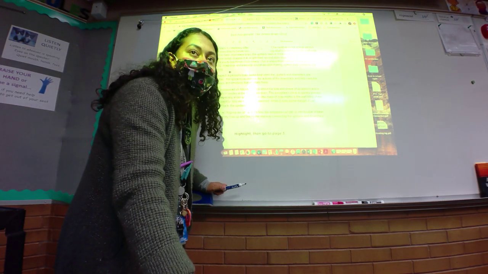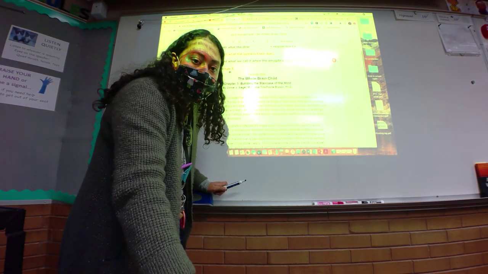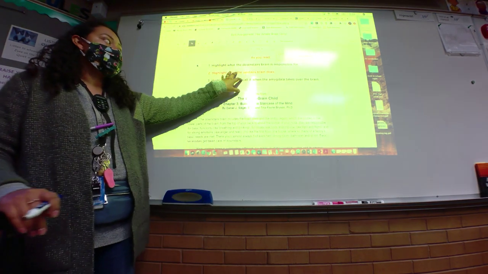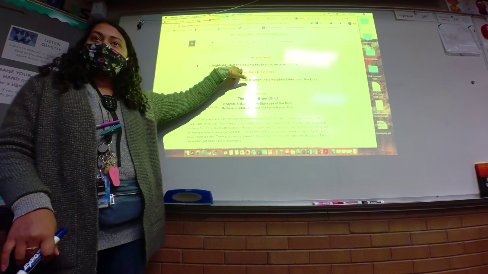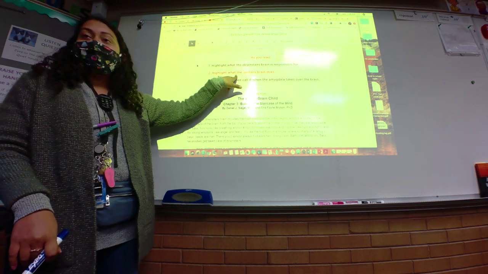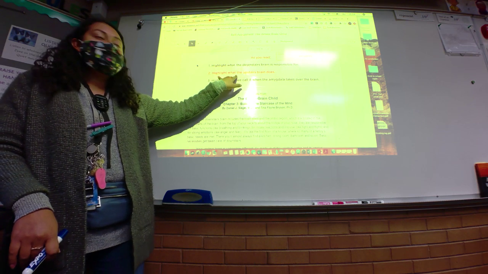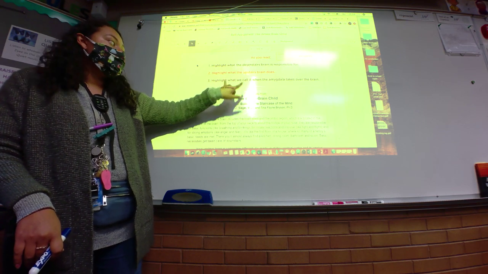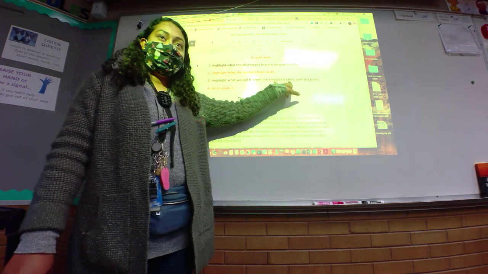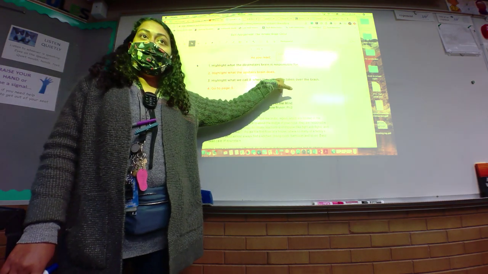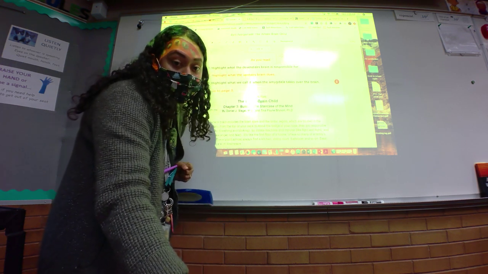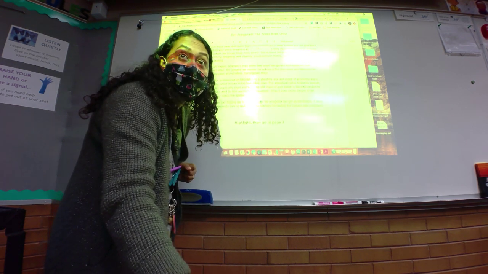Okay, we have finished reading. Let's make sure we completed all of the instructions on the top. We highlighted what the downstairs brain is responsible for. Check. We highlighted what the upstairs brain is responsible for. Check. Highlight what we call it when the amygdala takes over the brain. Have we done that? I have not. Good job, Ariana, for doing it. I think Alejandro did it too.